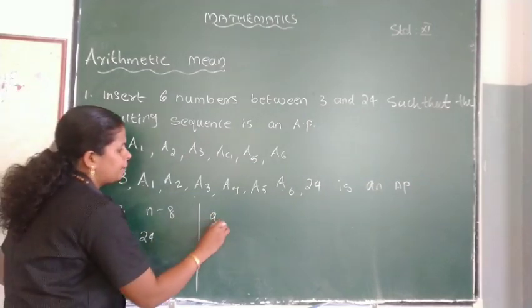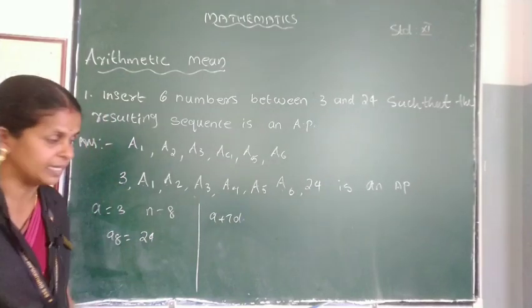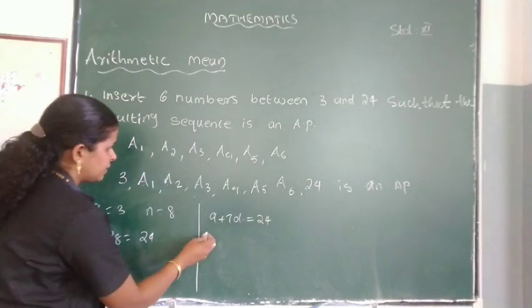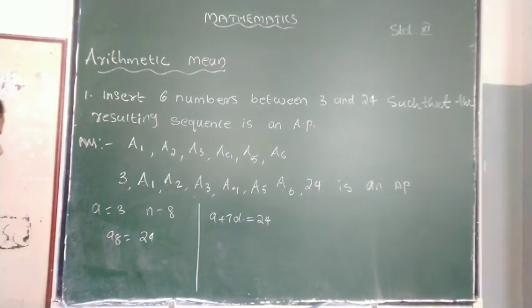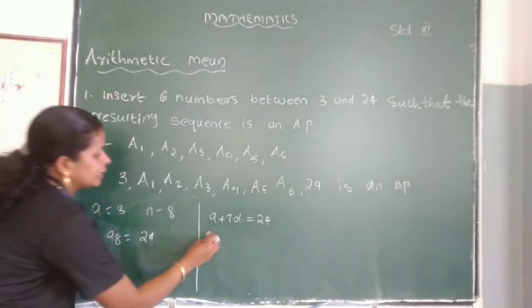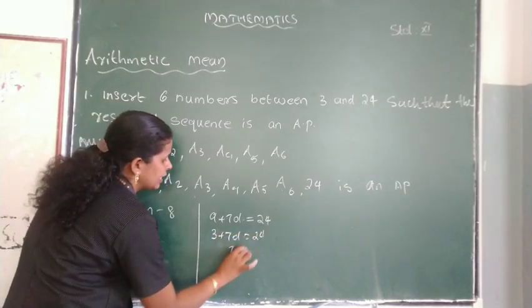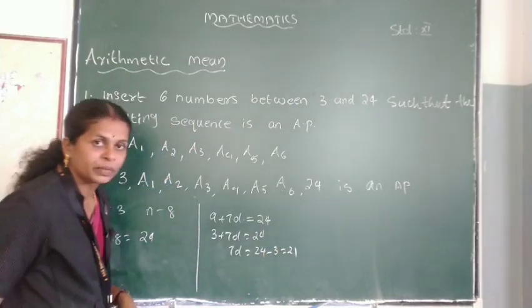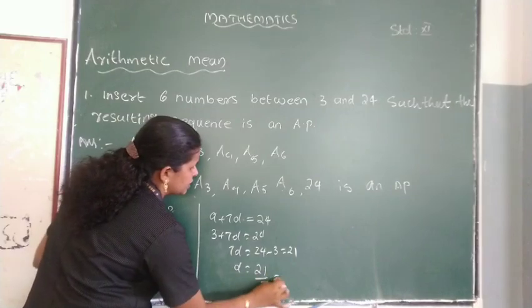That is A plus 7D. The 8th term we can represent in the form of A plus 7D. So A plus 7D is equal to what? Yes, it is 24. From this we can write A plus 7D is equal to 24. Okay, A equal to what is given in the question? A is equal to 3. So 3 plus 7D equal to 24. That is, 7D equal to 24 minus 3, which is equal to 21. Okay, that means D equal to 21 by 7, which is equal to 3.